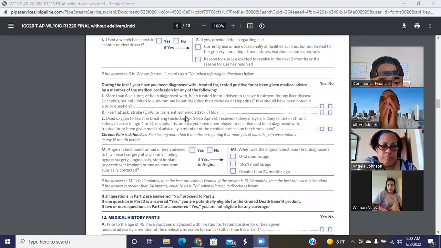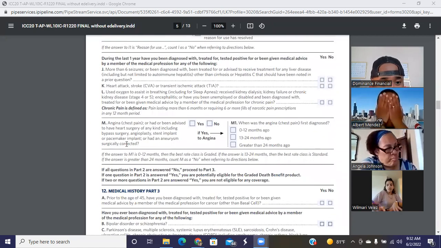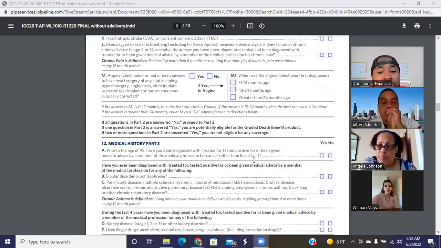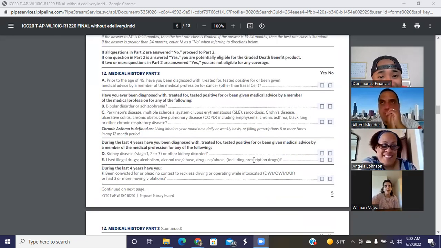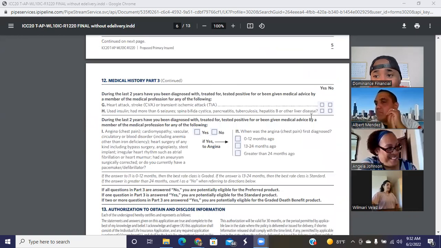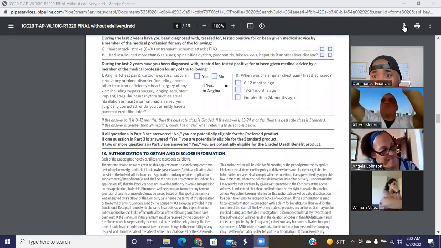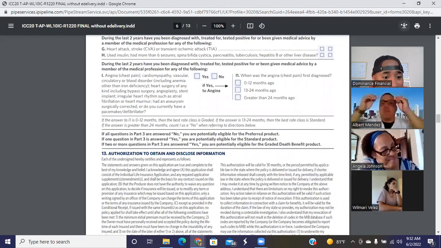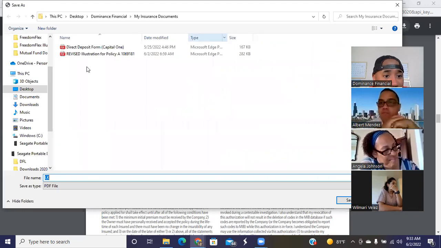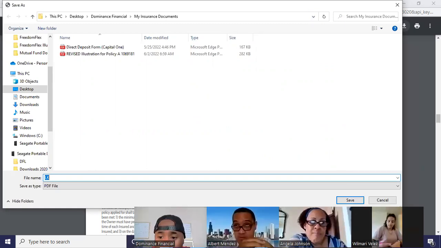I'm sorry, I'm on here with you guys on my phone, so everything looks really tiny. You know what I'll do? I'll download this and email it to you all. That way you have it there. COPD is still standard with them. I'll do that later.